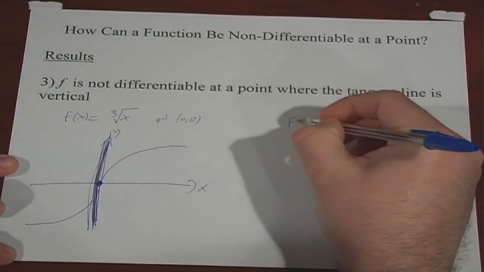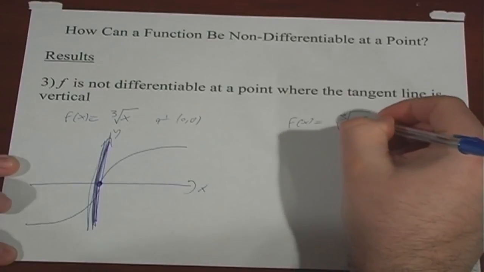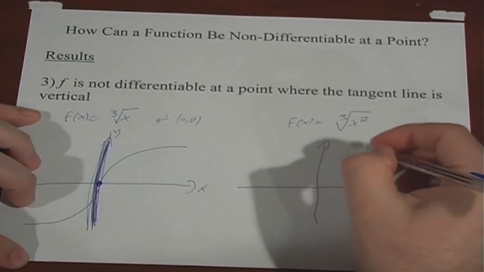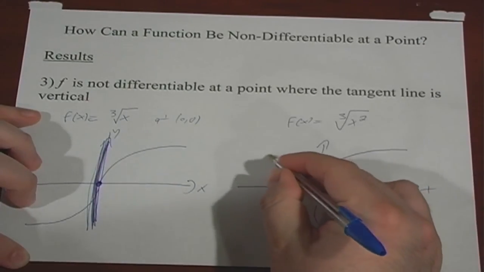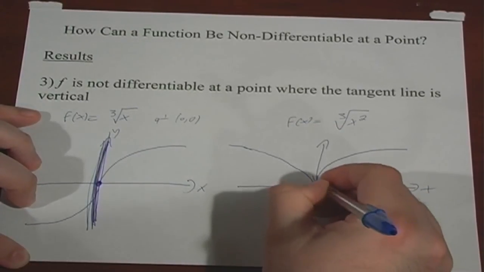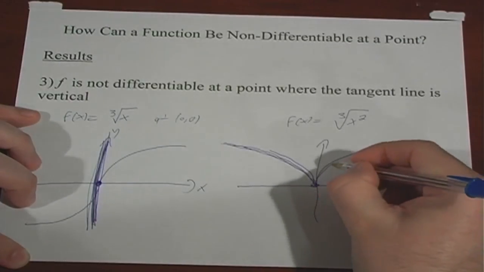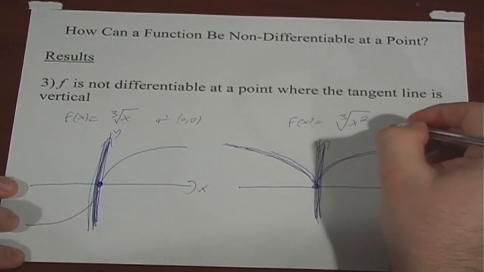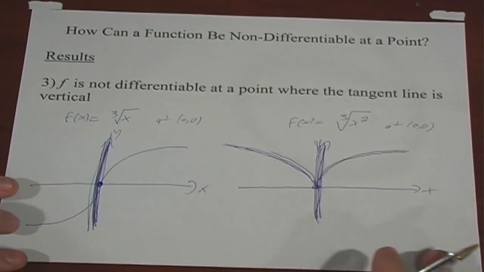Another example of a vertical tangent line, something very similar to this, is if I do cube root of x squared. The graph looks almost the same, looks like a parabola going like that, a sideways parabola, and then like this. This is also a cusp at the origin. Oh, my picture's not the best. Something like a cusp at the origin, okay? But it has a vertical tangent line again, okay? So there's a tangent line there. So it's not differentiable because the tangent line is vertical.